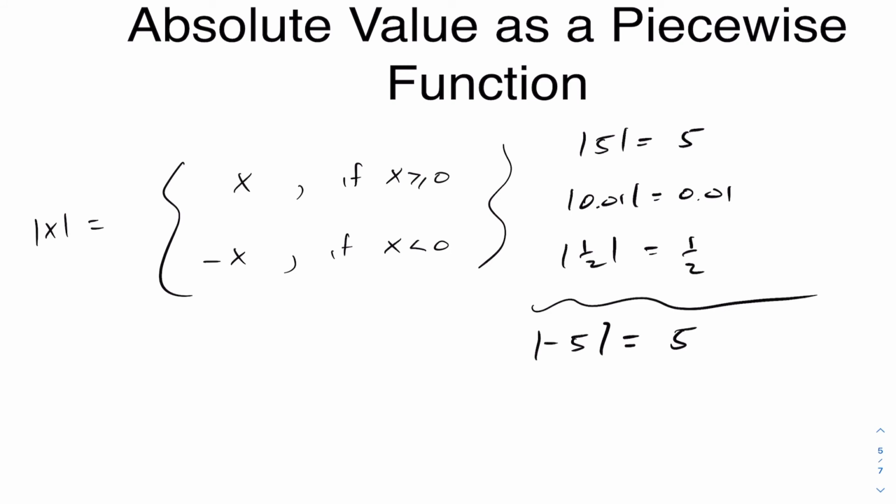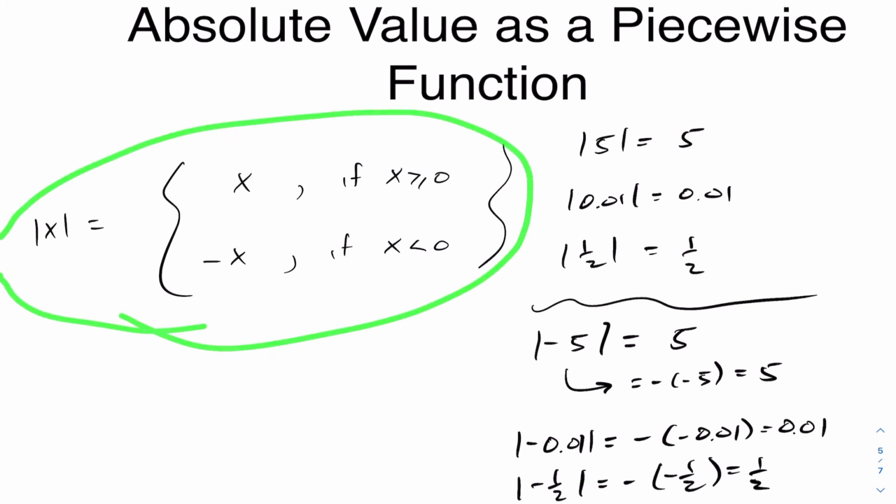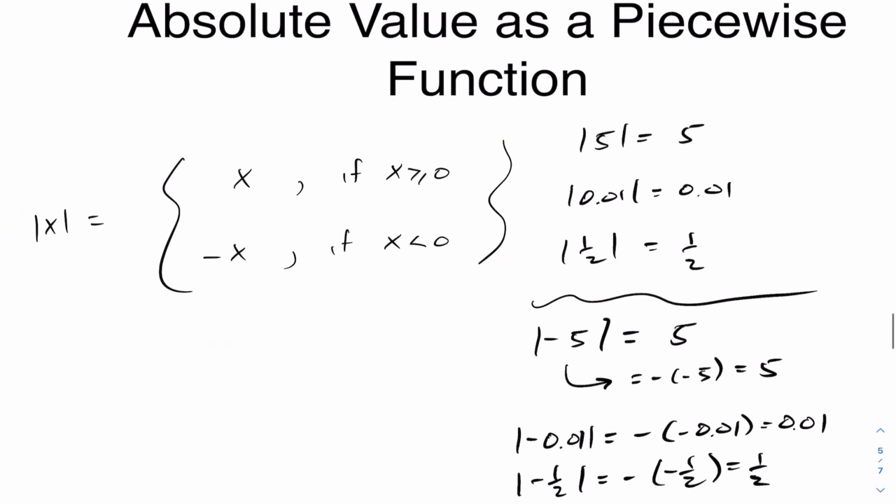So in this case, the absolute value of -5 using our definition is going to be equal to -(-5), in which case we get 5. The absolute value of -0.01 using our piecewise function will be -(-0.01), which is 0.01. And lastly, the absolute value of -0.5 is -(-0.5), which again gives you +0.5. So now we have an algebraic way to define absolute value.